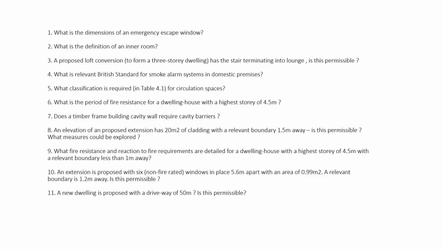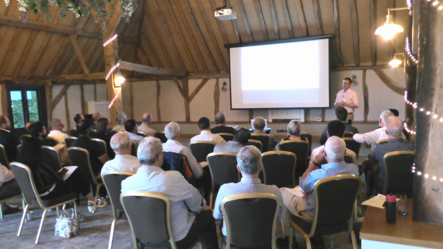An extension is proposed with six non-fire rated windows in place, 5.6 metres apart with an area of 0.99. A relevant boundary of 1.2 metres away. Is this permissible? Yes. Very good.